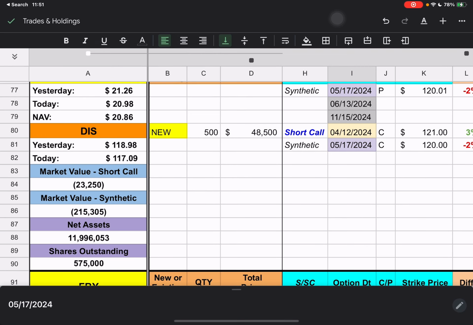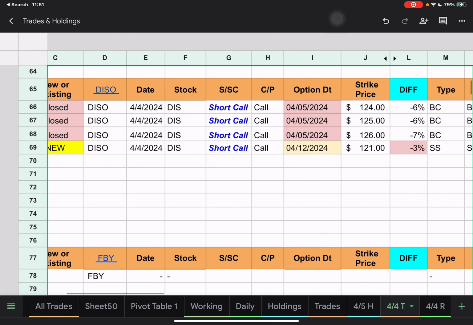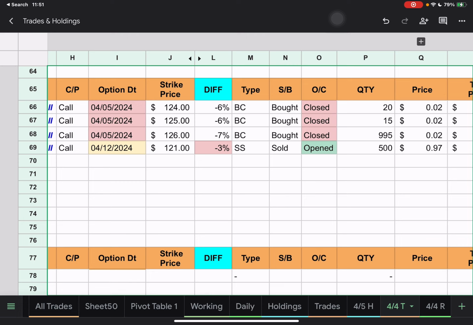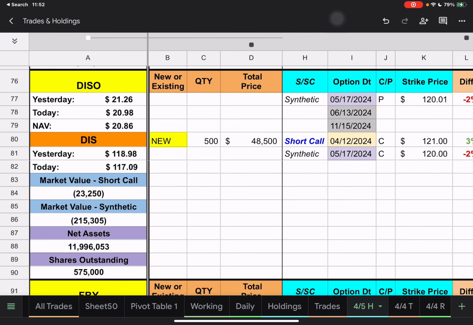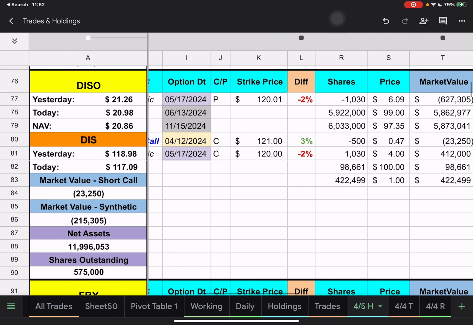So Disney here, we had some closed trades on that, so we'll go back over. They closed out the three short calls they had that were going to expire today, and then they put on about half of those for a short call for next week, and then I'm sure today they'll put on the other half. But you can see we had over 1,000 for those first three lines, and then they only put on 500. So those strikes that they closed out were $124 to $126, and yesterday we were 6% and 7% below those. So we can see here the new short call with the 500 contracts, that strike price of 121, and we were 3% below that as of yesterday.